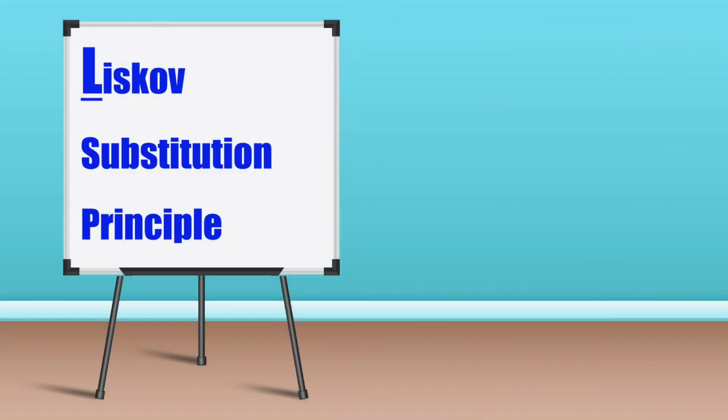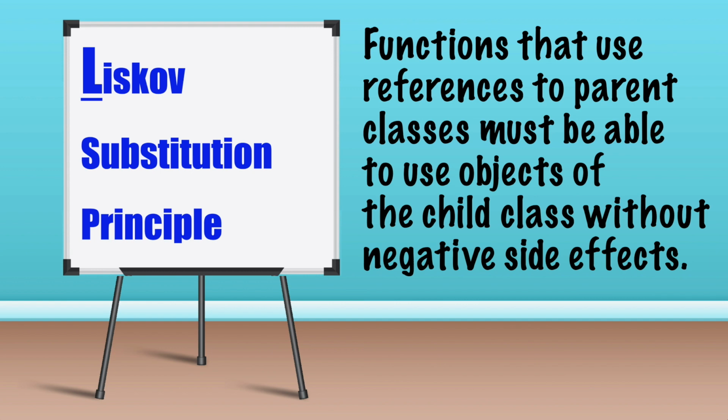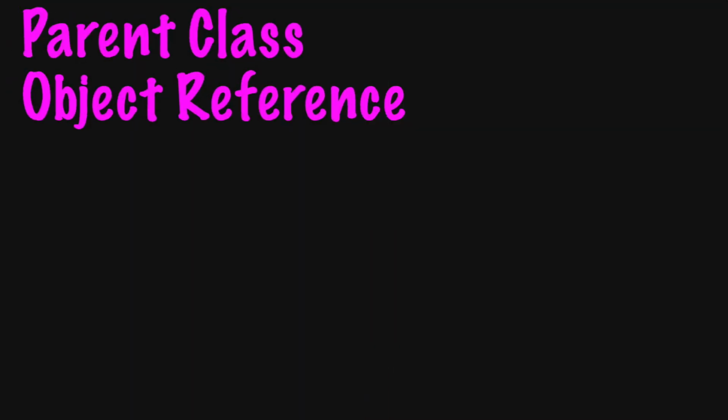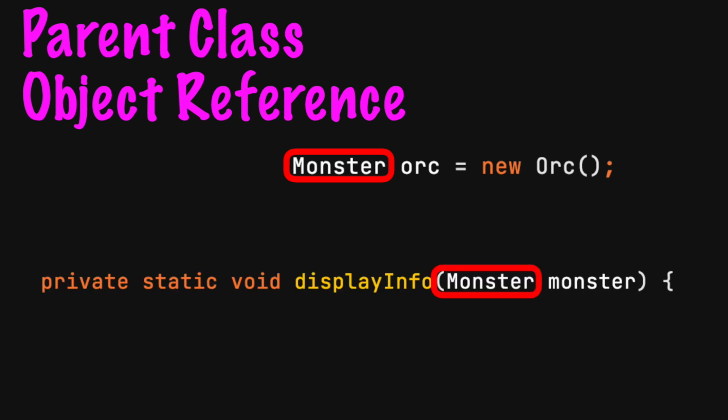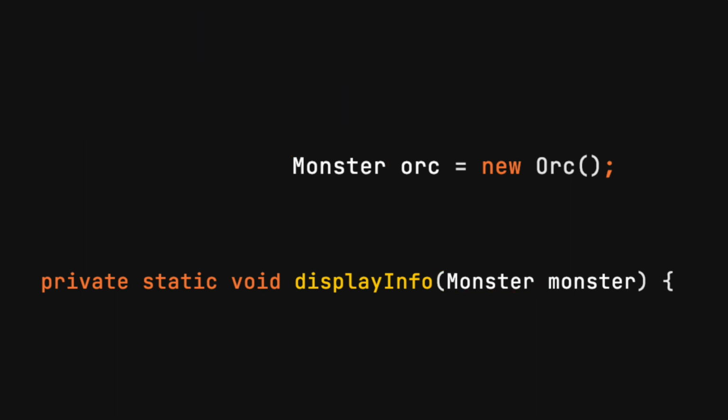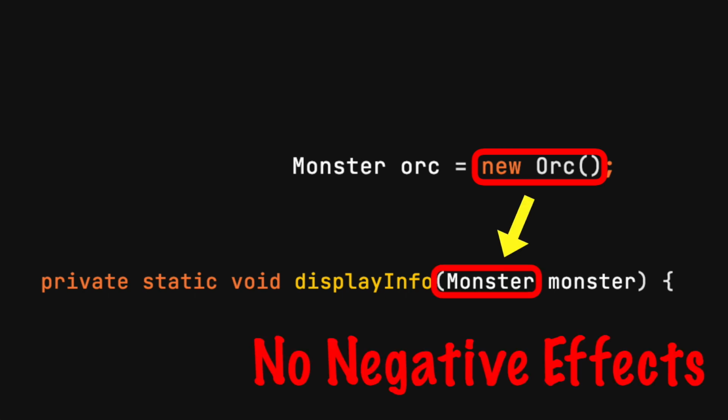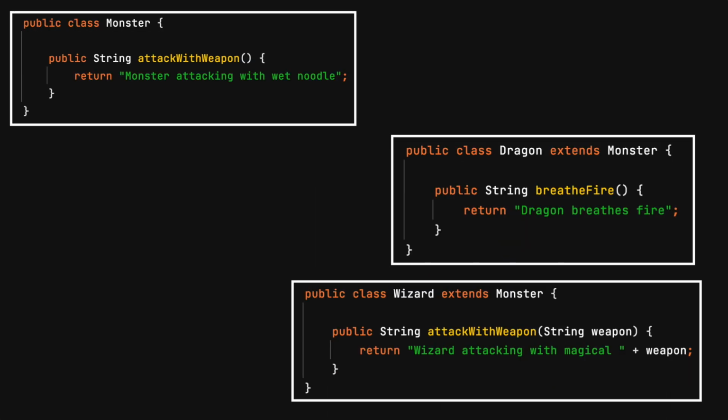L stands for Liskov Substitution Principle, which states, functions that use references to parent classes must be able to use objects of the child class without negative side effects. Variables and method parameters can have an object reference to a parent class. To honor the Liskov substitution principle, using a child class object to replace a parent class object should not have a negative effect. Here, two child class objects could not replace the parent class object.